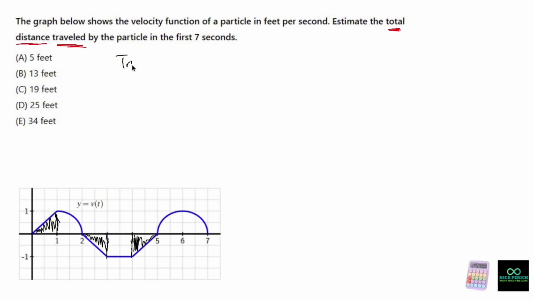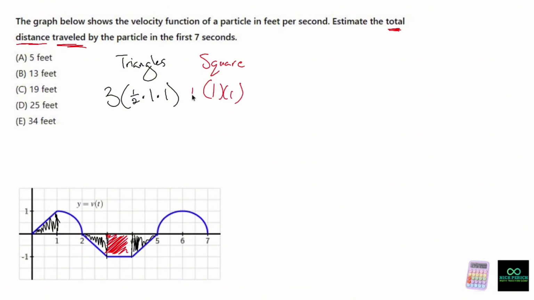So the triangles part is going to be 3 times half times base times height. Those are going to be my triangles. I also have, and we're going to go with the easy shapes first, a square with a base of 1 and a height of 1. So my square is just going to be 1 times 1. I think I can handle that without a calculator, but I'm going to use it anyway.